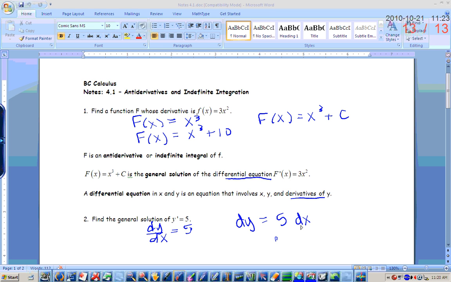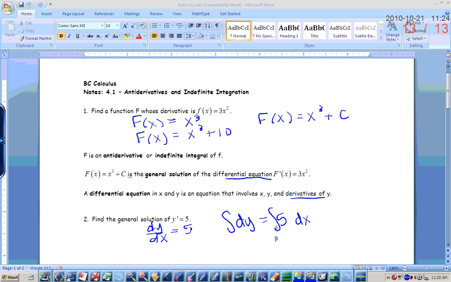Very good. Now, just like I can add 5 to both sides of an equation, or take the square root of both sides of an equation, or divide both sides of an equation by something, I can integrate both sides of an equation. And integrate means start with the derivative and go to the original function. And the symbol for integration is this funky looking S right here.